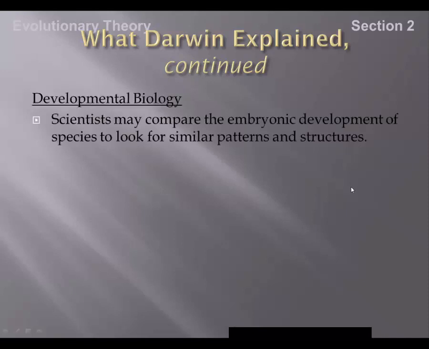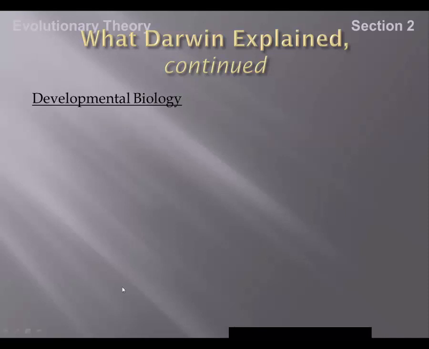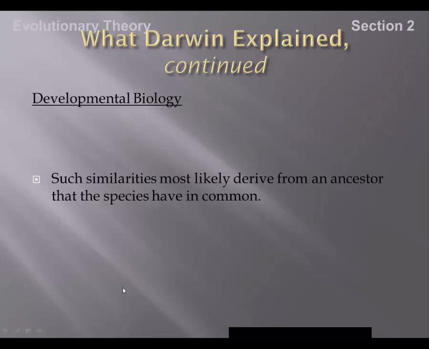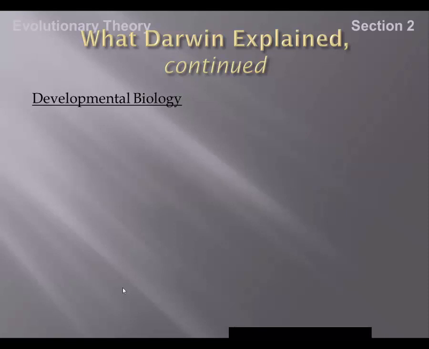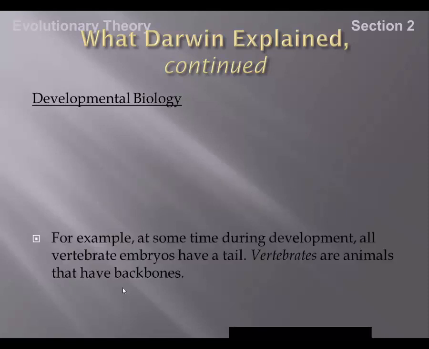Scientists may compare the embryonic development of species to look for similar patterns and for similar structures. Those similarities most likely derived from an ancestor that the species have in common according to this theory. One example of this is that embryologists say that during the development of all vertebrate embryos, there is some form of tail that occurs, and then as those individuals develop, especially in primates, the tail eventually disappears. Remember, vertebrates are animals that have backbones.